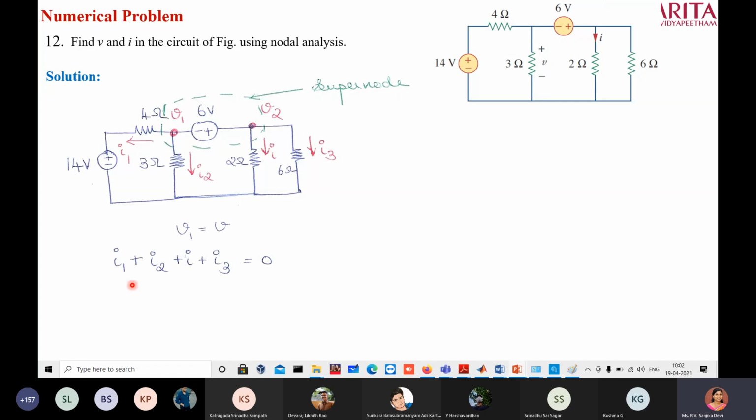Okay, so now we have to find what is I1, I2, I and I3 in terms of the nodal voltages. So how do we write I1? I1 is flowing from V1 to 14 volt. So we can write V1 minus 14 divided by 4, that is I1. I2 is flowing from V1 to the ground, so it is V1 minus 0 divided by 3. Minus 0 we can neglect for convenience. Similarly, I is V2 minus 0 divided by 2, and I3 is V2 minus 0 divided by 6.